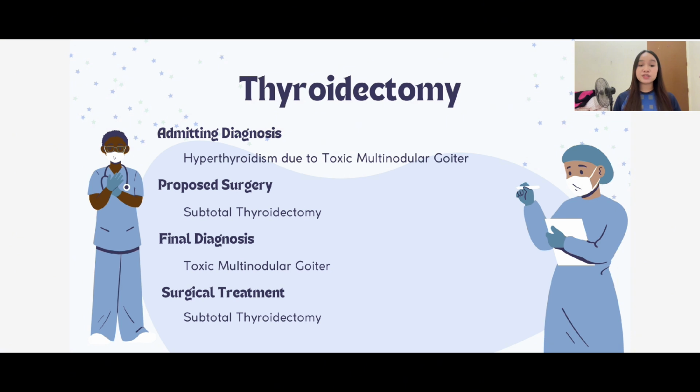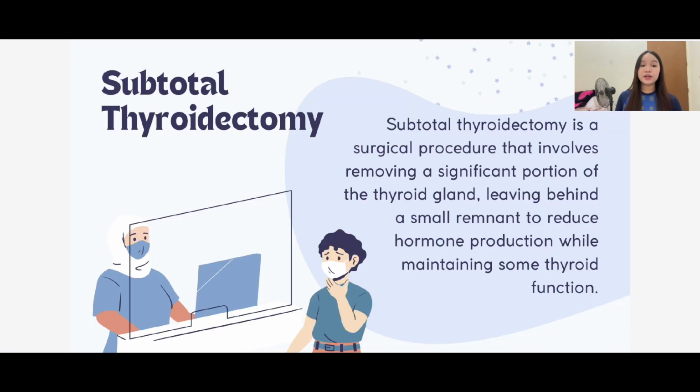The proposed surgery for this is a subtotal thyroidectomy. A subtotal thyroidectomy is a surgery where most of the thyroid gland is removed, but a small part of it is left behind. This is done to reduce the amount of thyroid hormones being produced while still allowing the gland to work a little. The goal is to treat the problem without completely removing all the thyroid function.